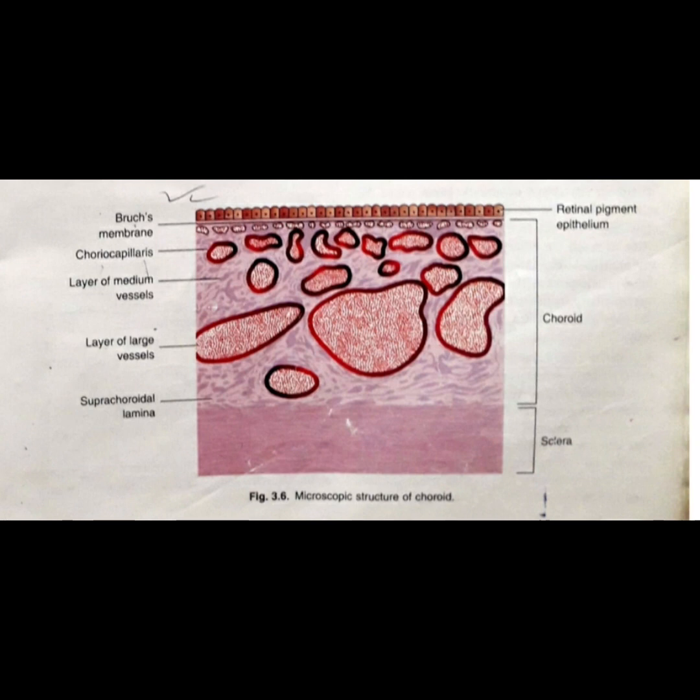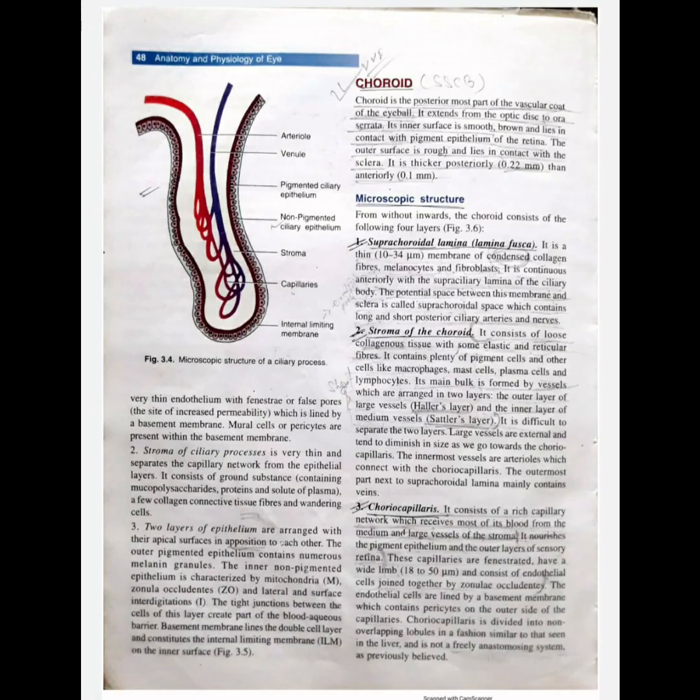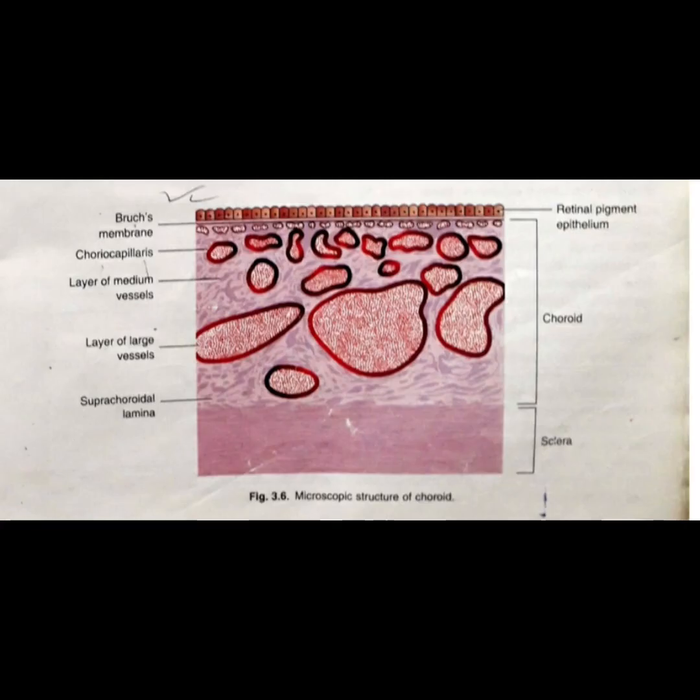So let's come to the microscopic structure of the choroid. Choroid is divided into four parts: suprachoroidal lamina, stroma of choroid, choriocapillaris and Bruch's membrane. Now let's see the figure 3.6. We have to see from the bottom to top part. Okay, so the bottom part, the deep pink colored part, is the sclera. After that there comes the suprachoroidal lamina, then the stroma of choroid, then the choriocapillaris and then Bruch's membrane.